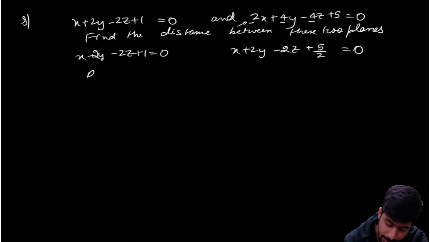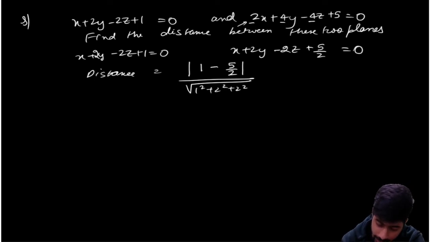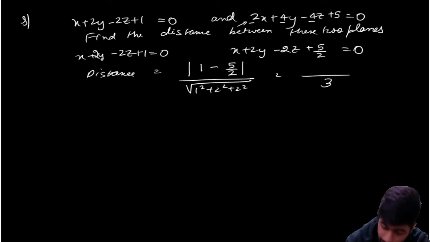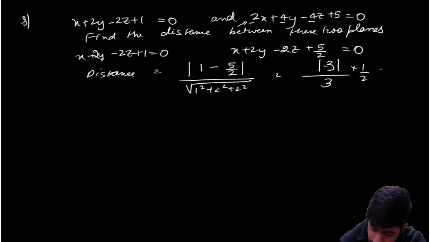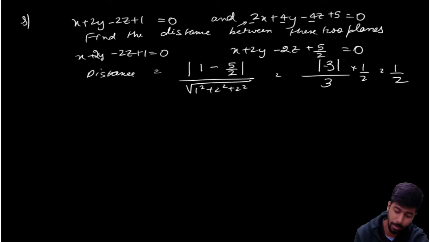So the distance between them is nothing but the difference of their constants, which is 1 minus 5 by 2, divided by the square root of the sum of squares of the drs of the normal to the plane, which is 1 square plus 2 square plus 2 square. That's 4 plus 1, which is 3, square root of 9, right? And this is 2 minus 5, which is mod of minus 3, into 1 by 3. So the distance essentially is 1 by 2 units, right? So this was a simple problem again.